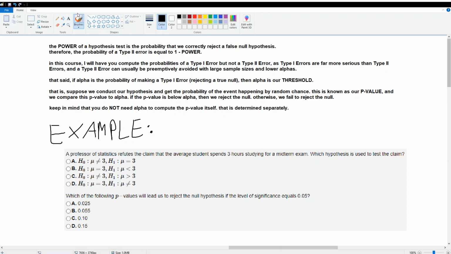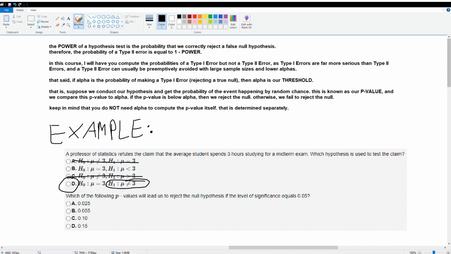So let's suppose we got a professor who wants to refute the claim that the average student spends 3 hours studying. In this case, we're refuting it, so it's the null. 3 hours studying, mu is equal to 3. So this is out, and this is out. Now, in this case, the alternative is the opposite of the null, so that's the correct H1, so this is D.